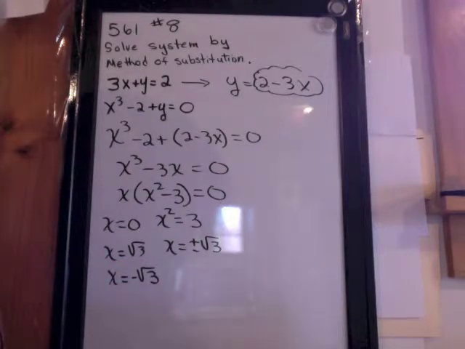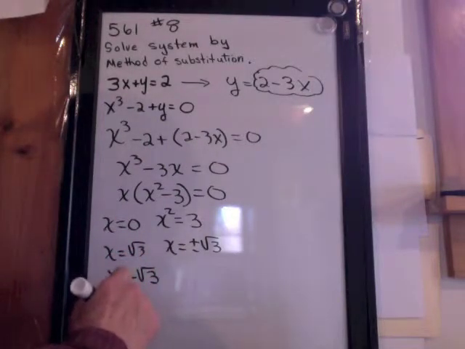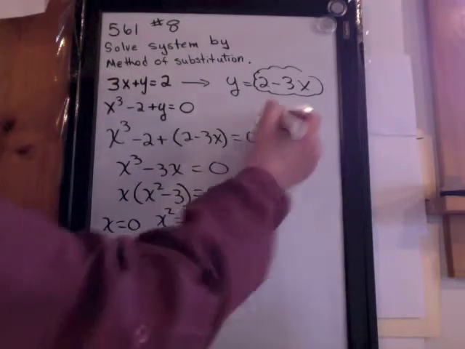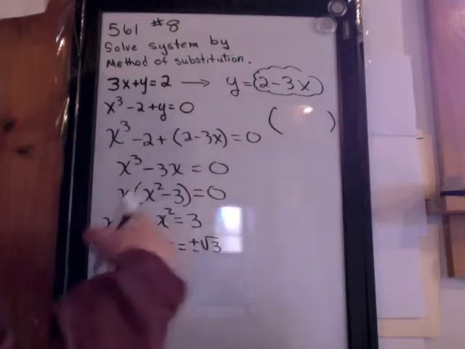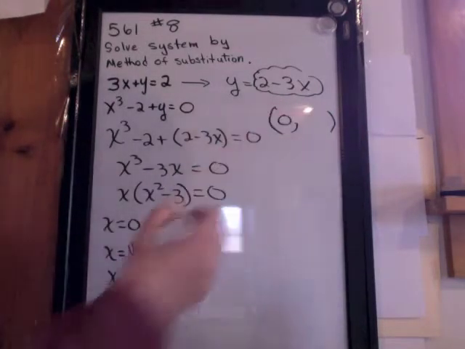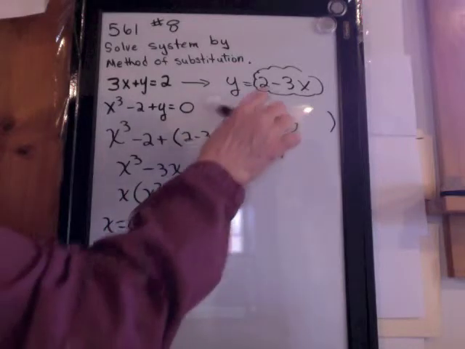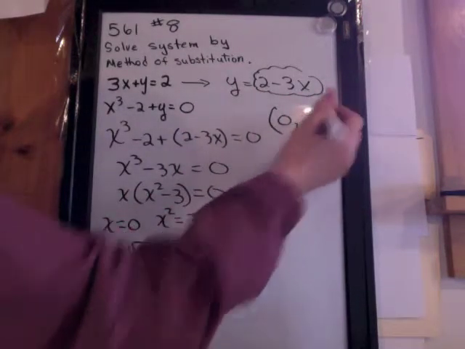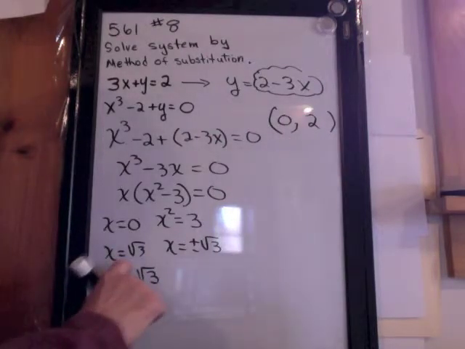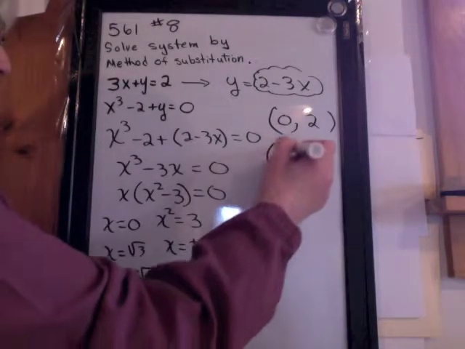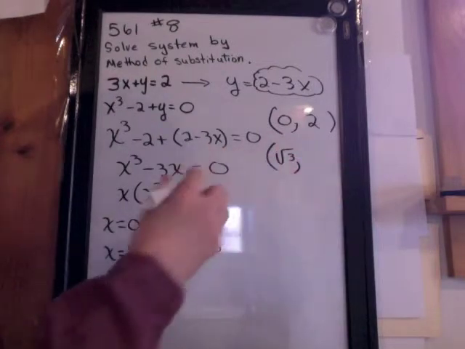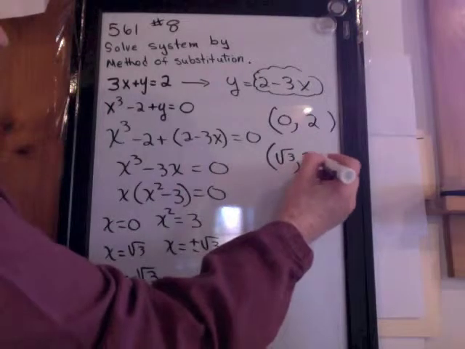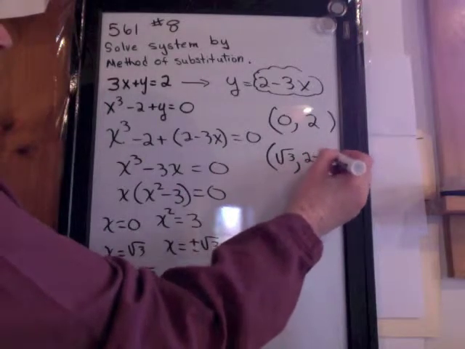Now, the question asks to find all the solutions using substitution. The solutions are ordered pairs, so I need an ordered pair. When x is 0, what is the y? Well, look here. When x is 0, the y becomes 2. That one was easy. All right, what happens when x is root 3? What do I get? When x is root 3, I get 2 minus 3 root 3.